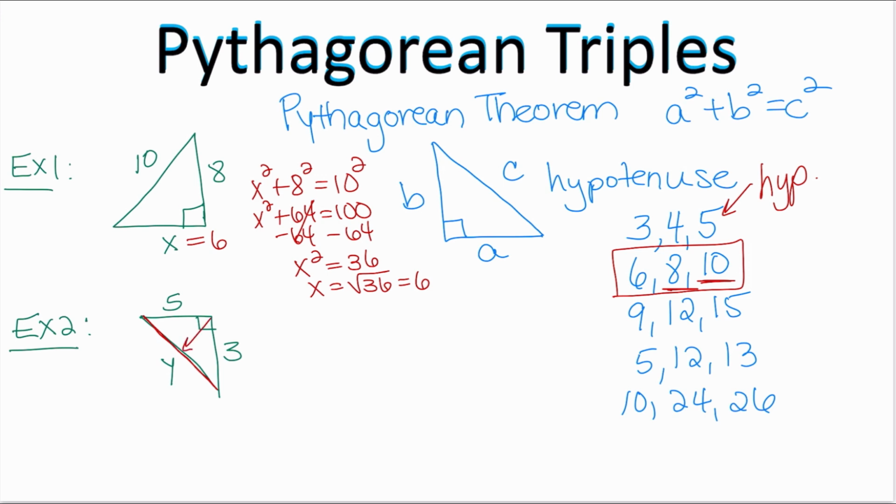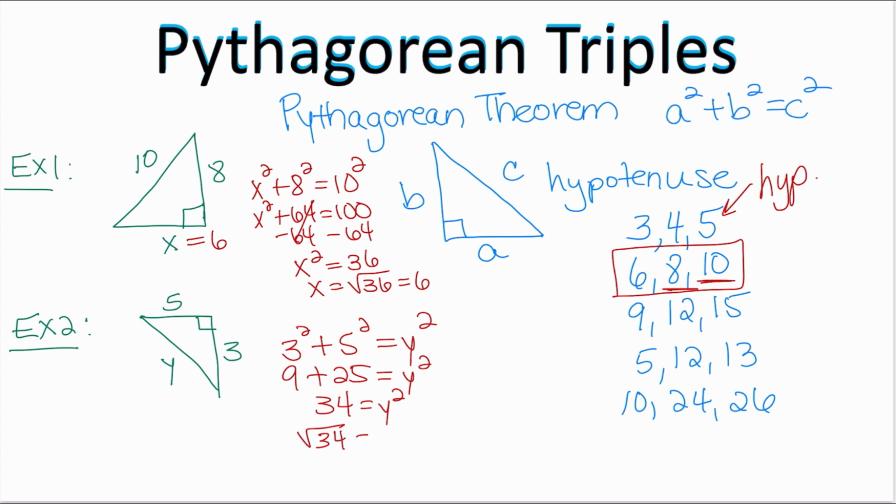Okay, and right now the longest side is not 5. So I cannot assume that y is going to be 4, and this is no longer an example of a Pythagorean triple problem. Instead, you will have to do the Pythagorean theorem. 3 squared plus 5 squared equals y squared. 9 plus 25 is equal to y squared. 34 is equal to y squared. y is going to equal the square root of 34, which is approximately 5.83.